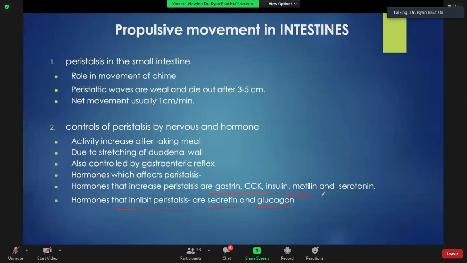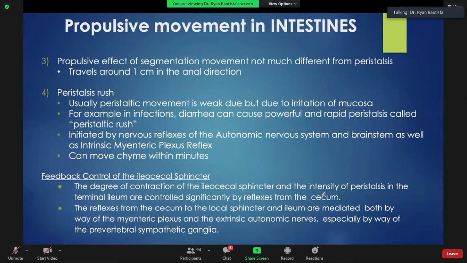Okay, question number 12, I think. Your propulsive effect of segmentation movement is not much different from peristalsis, and travels around 1 centimeter in the anal direction. We call this your peristaltic rush. Usually your peristaltic movement is weak, but due to an irritation of the mucosa, you can cause a peristaltic rush in your small intestine. Can anybody think of what can cause an irritation in the mucosa of your stomach?